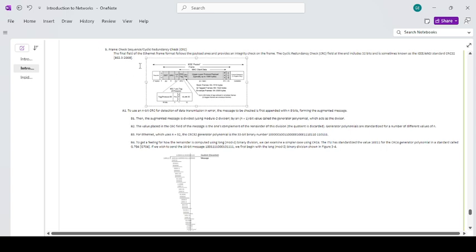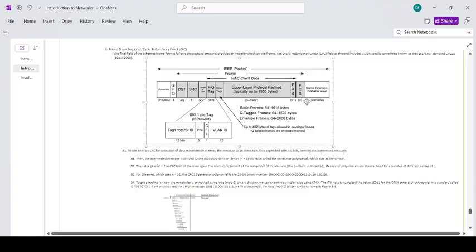Frame check sequence, cyclic redundancy check. So the final check of the Ethernet frame follows the payload area and is an integrity check on the frame, which is the FCS. So the cyclic redundancy check, the CRC field, is what comes here. It includes 32 bits and is sometimes known as the IEEE/ANSI standard CRC32. So 802.3/2008.